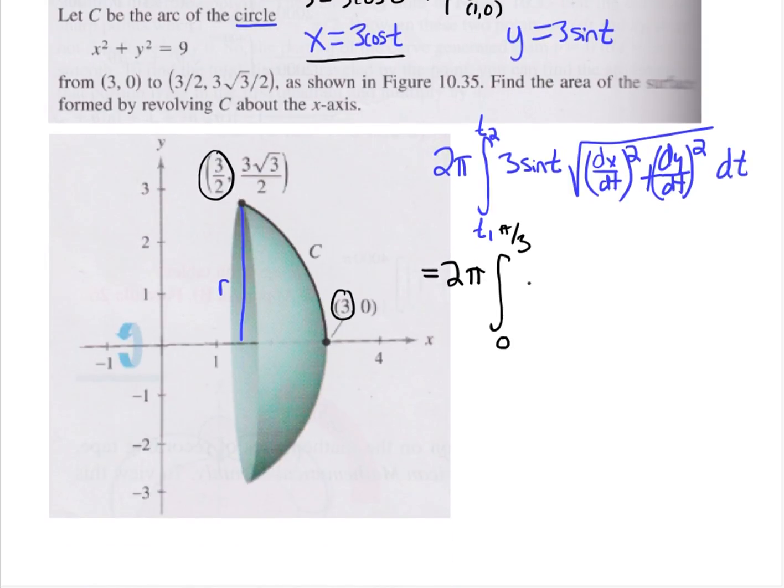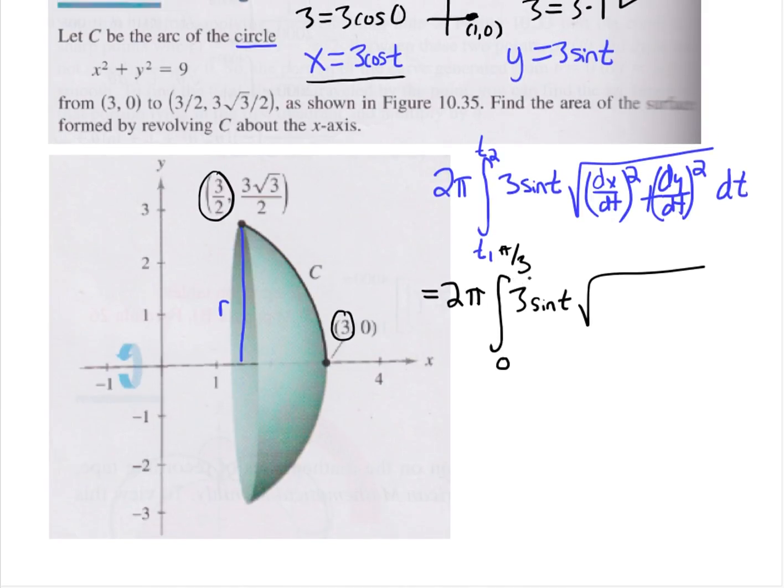There we go. Alright, so then we've got 3 sine of t already. We need to figure out the dx dt and the dy dt. That should be super easy here. dx dt is just the derivative of that equation up there, so it's going to be negative 3 sine of t.